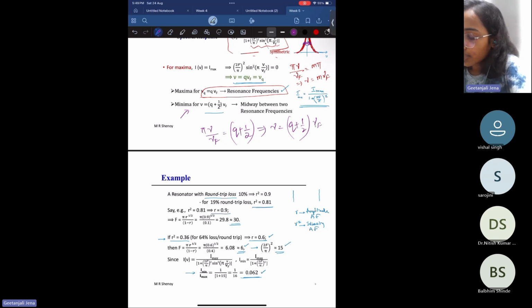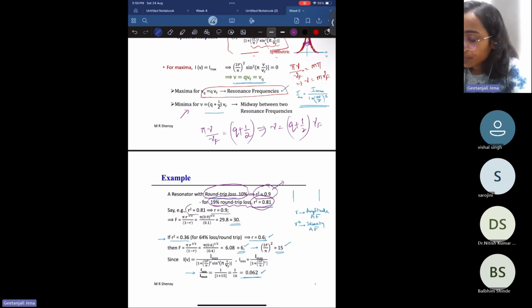So let's say we take a round trip loss of 10%. That is, in each round trip, the intensity decreases by 10%. So the loss r square is equal to 1 minus 0.1, so r square equals 0.9. And this next one is just an example: instead of 10% loss, if we have 19% loss, then r square will be 0.81.